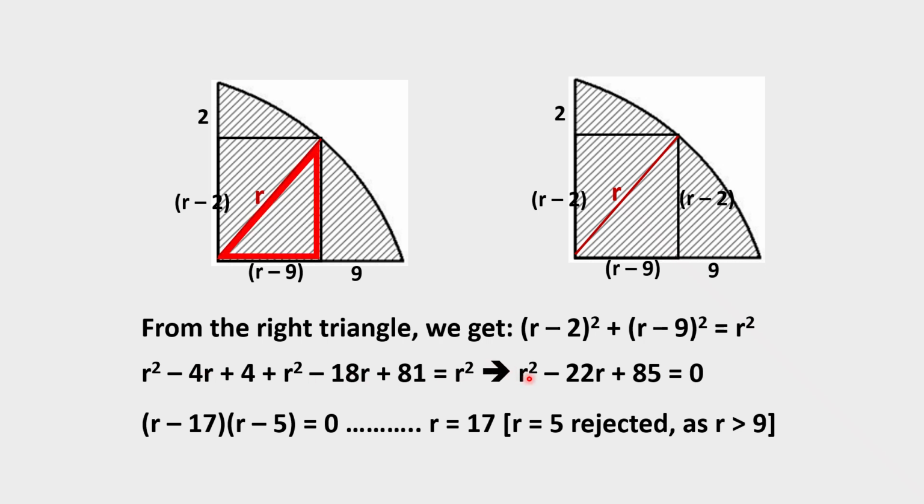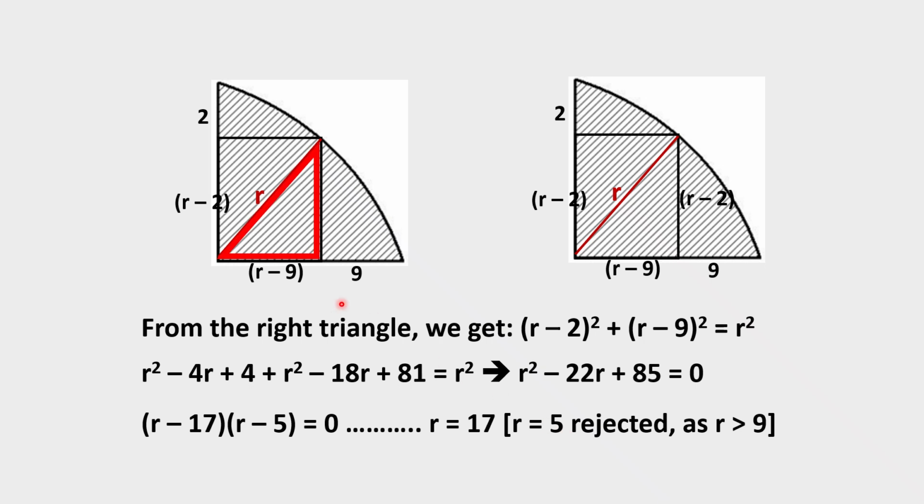You are getting r square minus 22r plus 85 equal to 0. Factorize by breaking the middle term. We get (r minus 17) into (r minus 5) equal to 0. So r equals 17 or 5, but we will take r equal to 17. R equal to 5 is rejected.